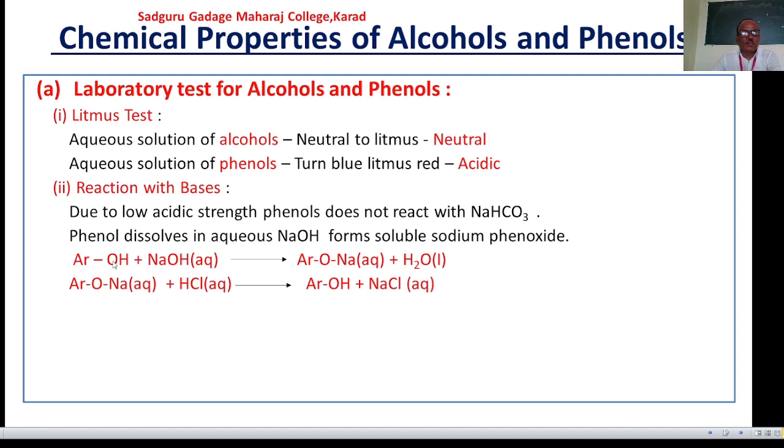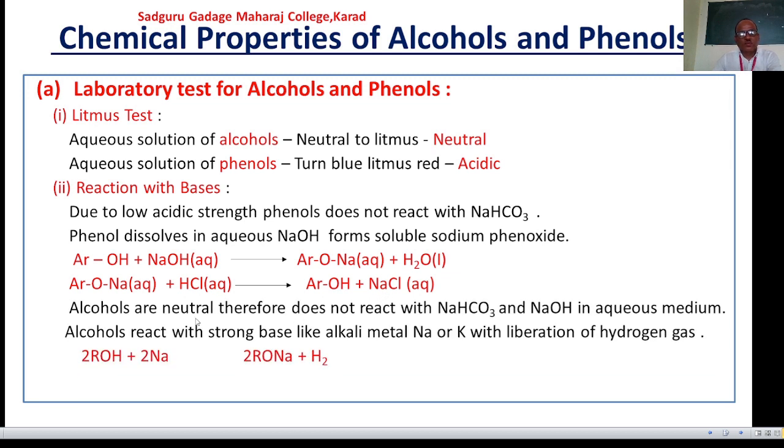So here the reaction is given. ArOH means this is a phenolic compound. When aqueous NaOH and this phenol combine together, then it gives sodium phenoxide, ArONa, and a water molecule. So this sodium phenoxide again reacts with HCl, then it gives again phenol and NaCl.